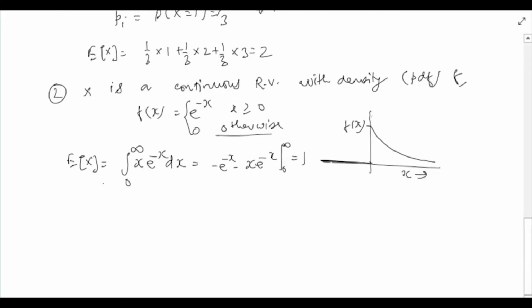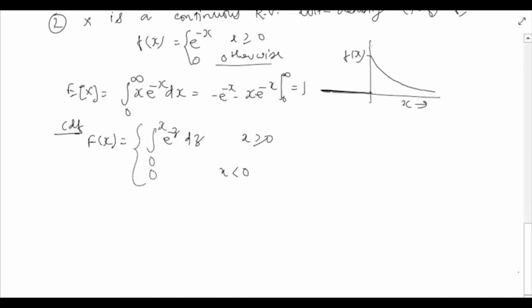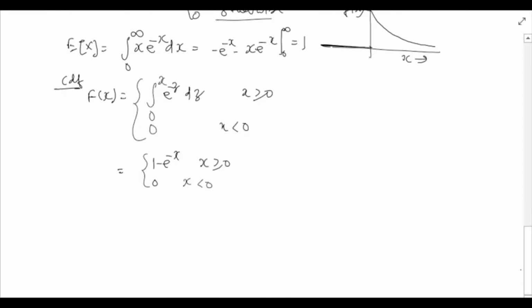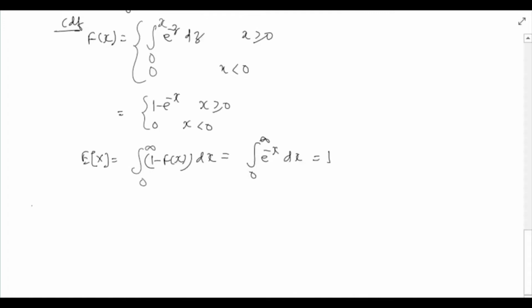Observe that in this case we can compute the CDF of x as follows. F(x) will be the integral from 0 to x of e raised to minus z dz for x greater than or equal to 0, and it will be 0 for x less than 0. So this turns out to be equal to 1 minus e raised to minus x for x greater than or equal to 0 and 0 for x less than 0. Now we could use even the alternate formula given above to compute the expectation, that is expectation of x will be the integral from 0 to infinity of 1 minus F(x) dx, which will be the integral from 0 to infinity of e raised to minus x dx, and this we can see is equal to 1.